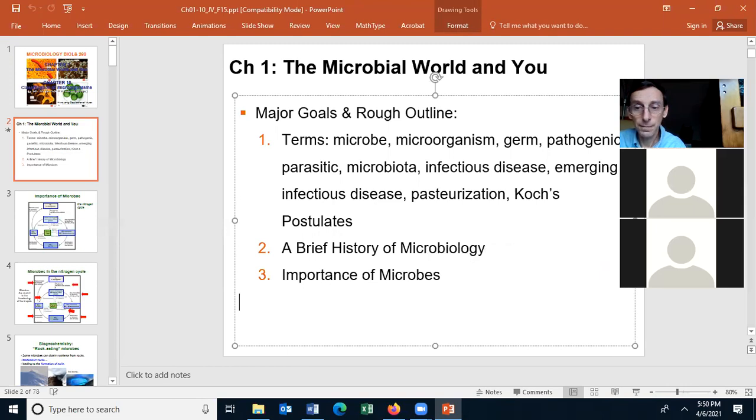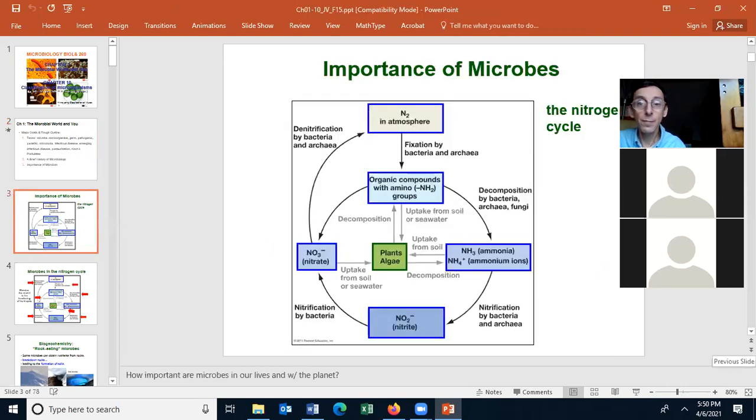All right, let's move on. The importance of microbes in the world. Here we're looking at the nitrogen cycle, and nitrogen starts in the atmosphere as nitrogen gas. And nitrogen gas can be fixed by bacteria and archaea into organic compounds. And once these organic compounds are made, various things can happen to them.